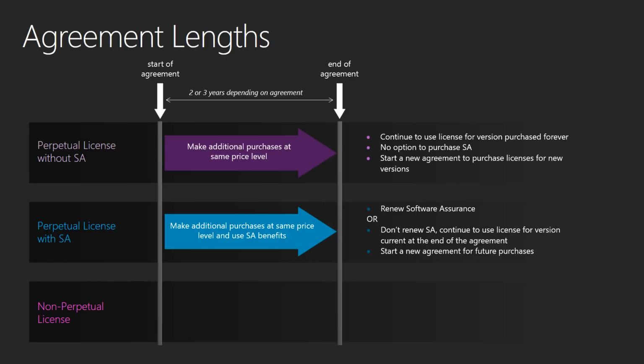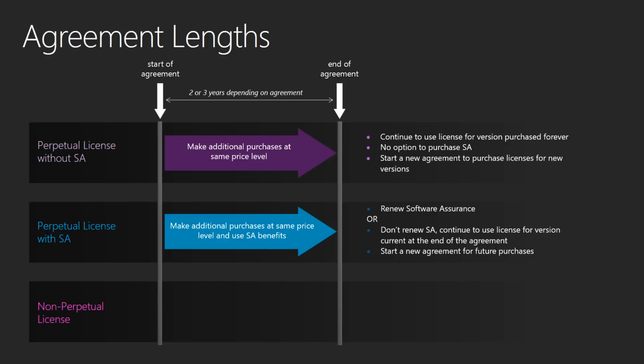At the end of the agreement, we want them to renew the SA so they can carry on using those benefits. The licenses are perpetual, remember, so they're only renewing the SA bit. They've bought the licenses to use forever. If they don't renew the software assurance, then they can carry on using the version of the software which was current at the end of their agreement forever, but they will have to start a brand new agreement for future purchases.